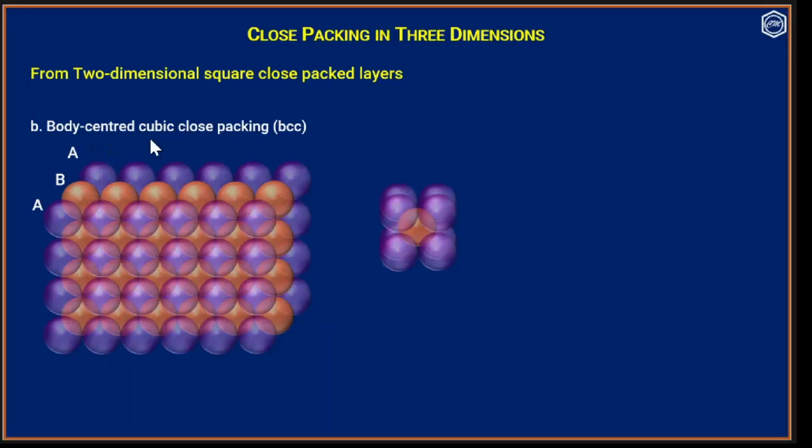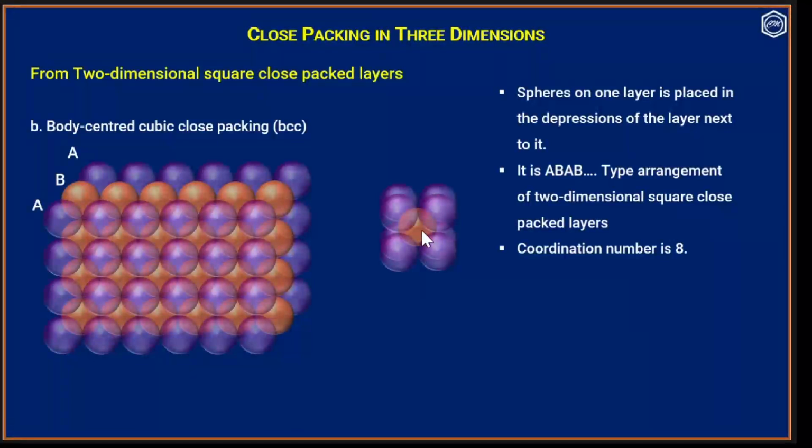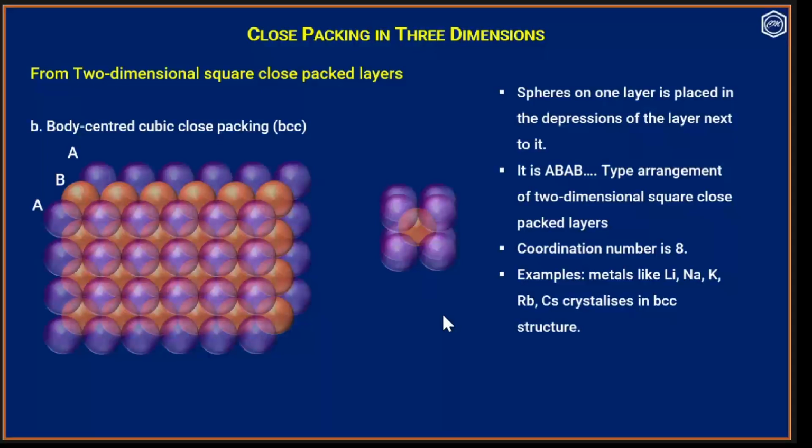And this is called a body-centered cubic close packing or BCC. Now the central atom touches 8 other atoms, 4 from above and 4 below. So therefore in this case the coordination number is 8. Examples: metals like lithium, sodium, potassium, rubidium and cesium crystallize in body-centered cubic close packing structure.